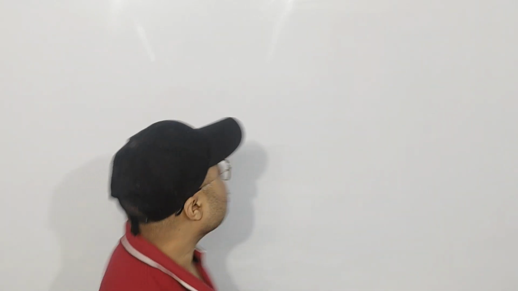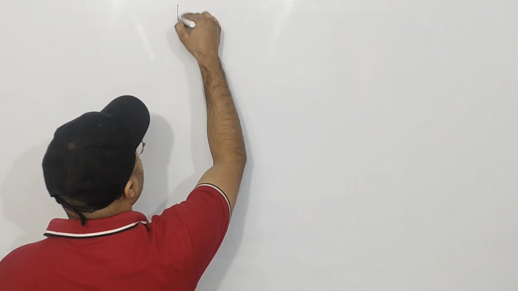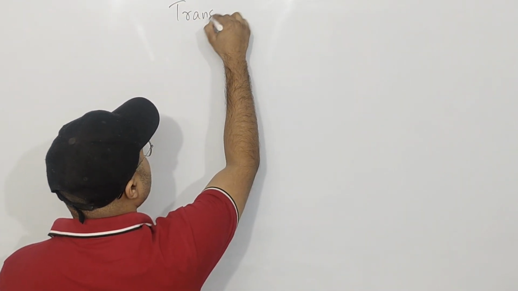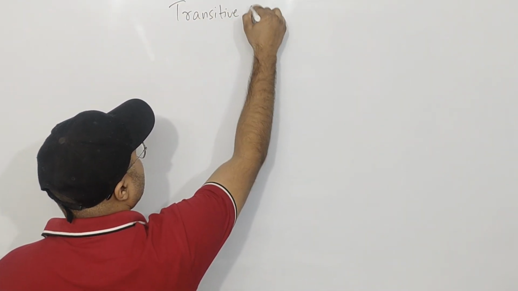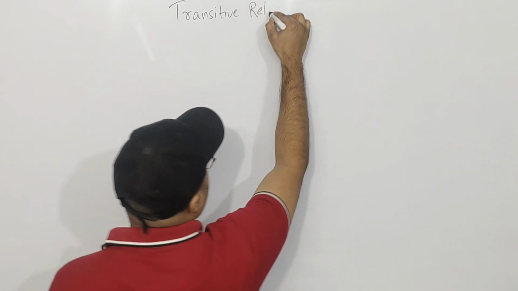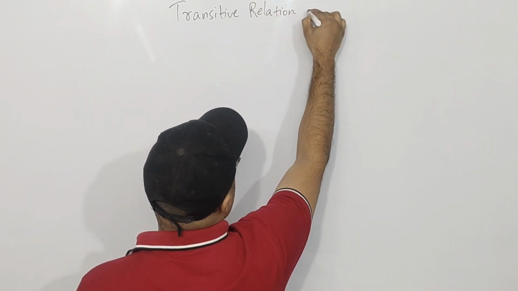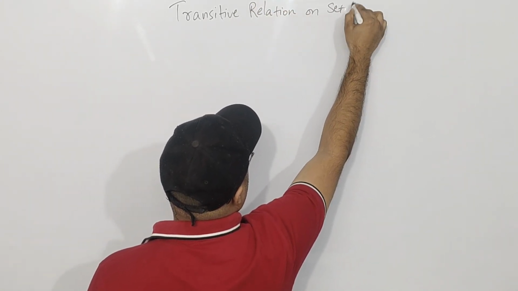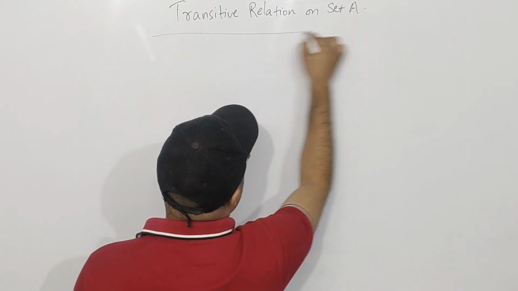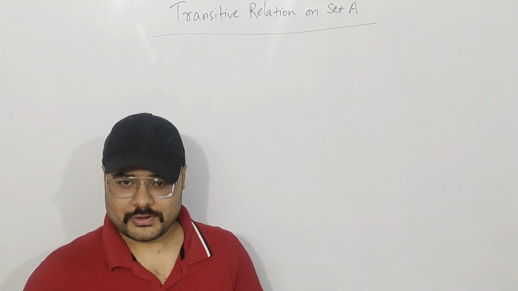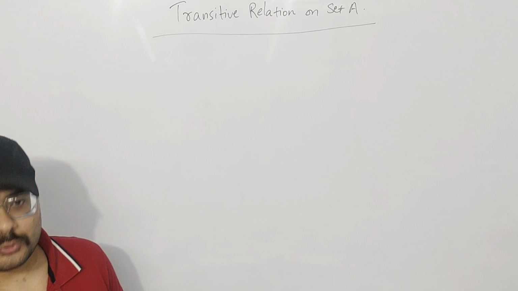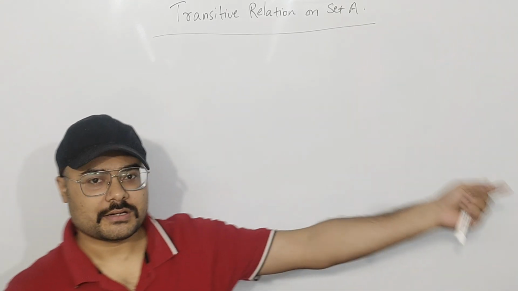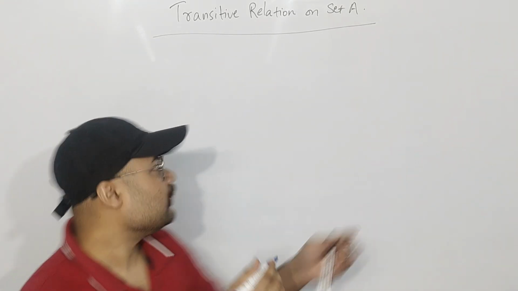In this video, we will study transitive relations on set A. A relation R is a transitive relation if A is related to B and B is related to C, then A is related to C.